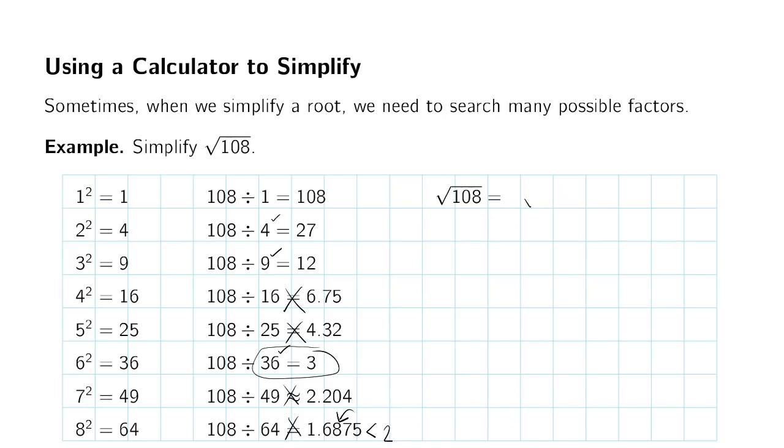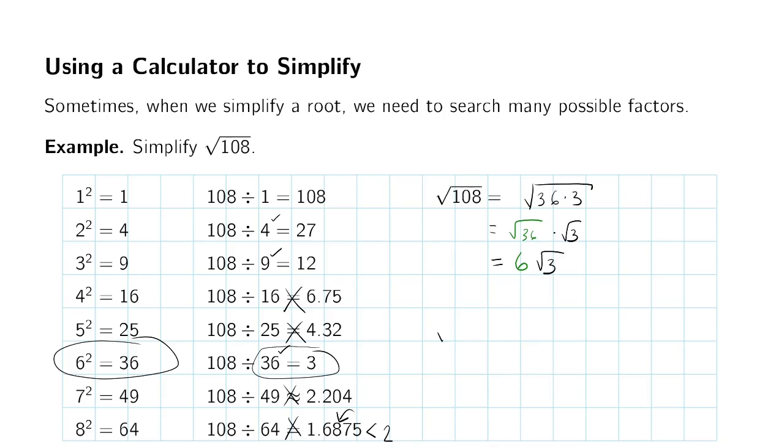So this is going to be the square root of 36 times 3. That is the square root of 36 times the square root of 3. And I also know from that same process that 36 is 6 squared. In other words, the square root of 36 is just equal to 6. And then I'll leave my square root of 3 alone. So I found that the square root of 108 is equal to 6 times the square root of 3.